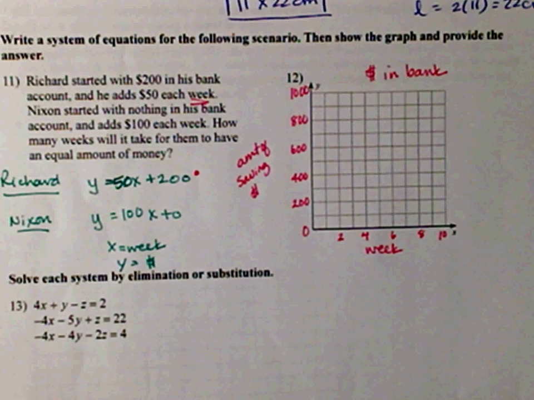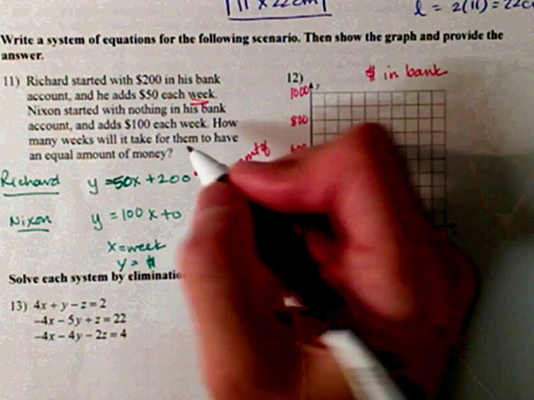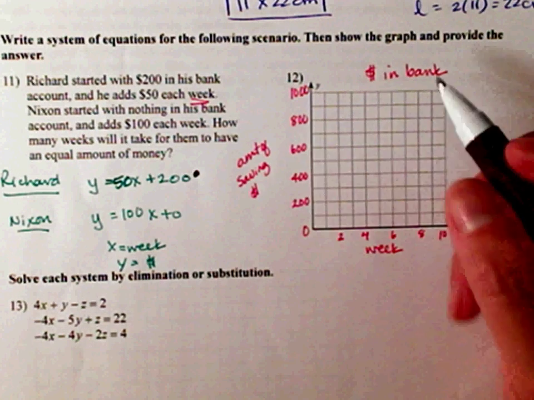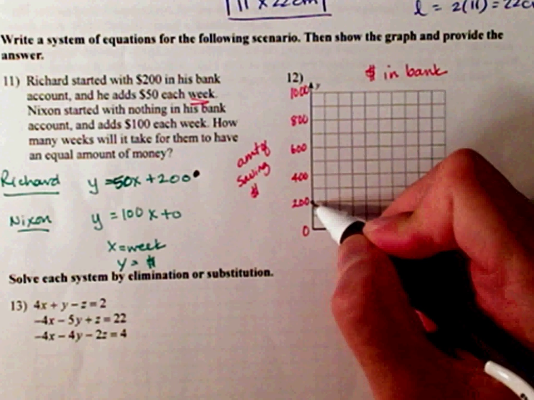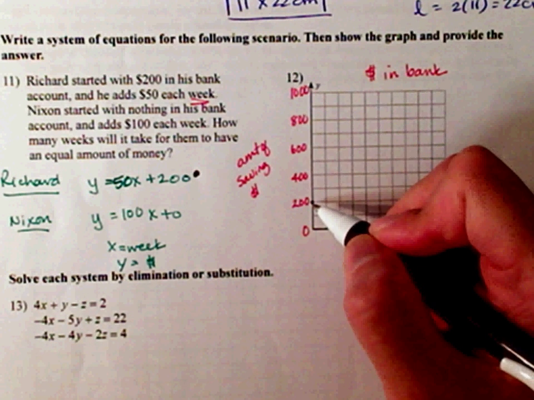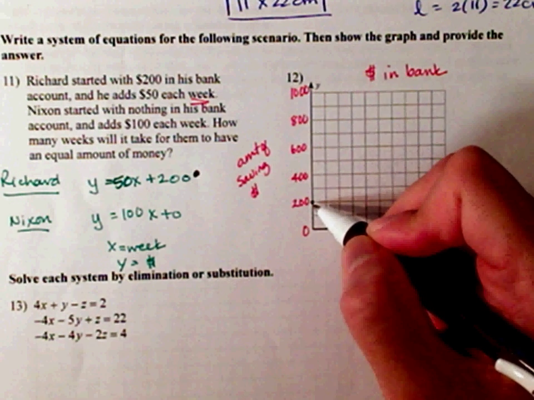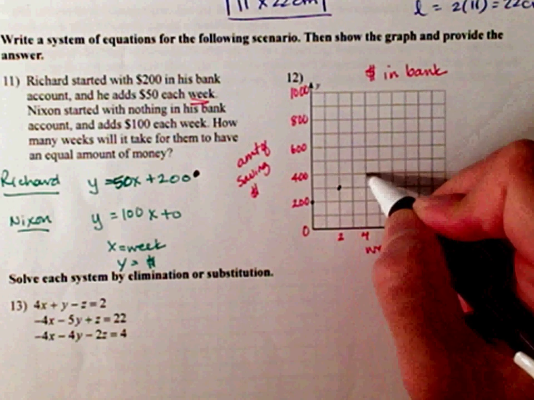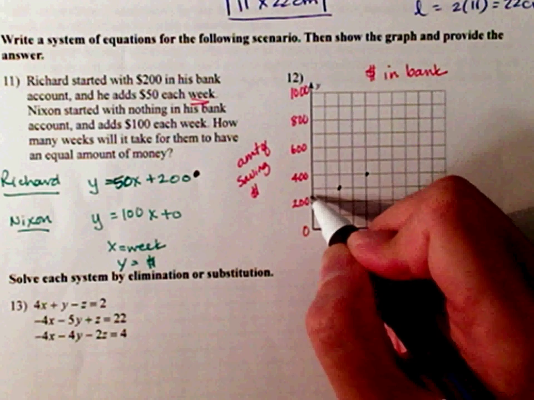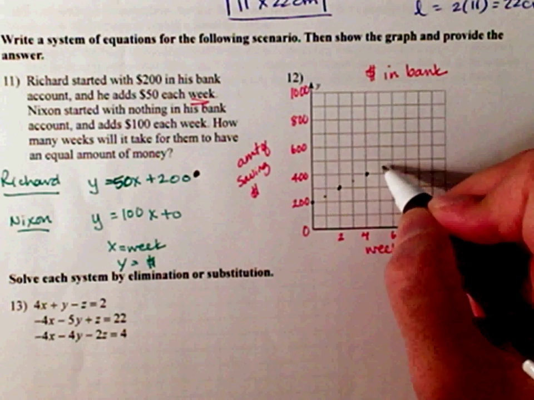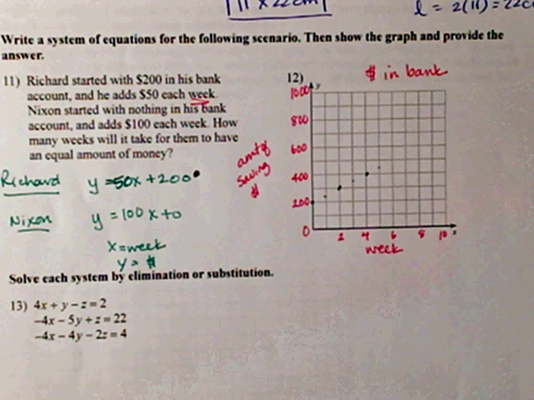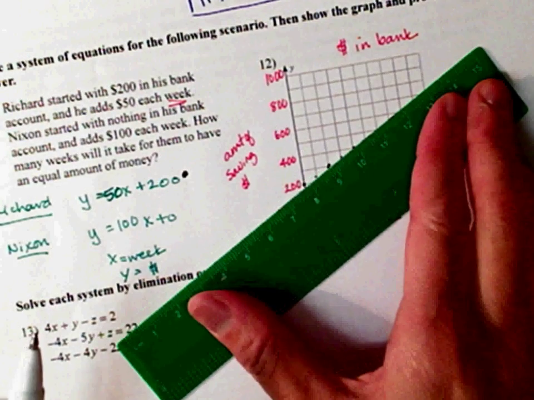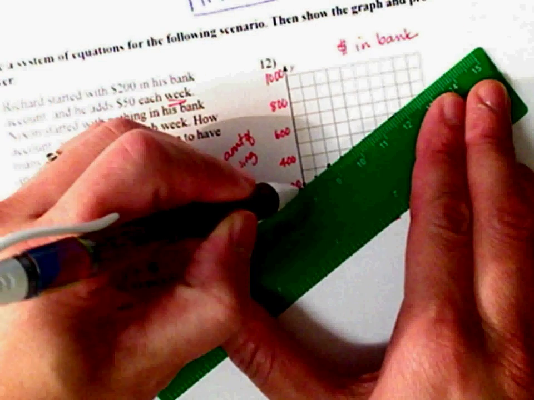So the black color, I'm going to switch over. Black color is Richard. Richard starts at 200 and he's going up 50 every single week. So in 2 weeks, he's going to go up $100. Or you can go 50, 50. See how those are all the same? I'm going to make a line with Richard. This is Richard's money.